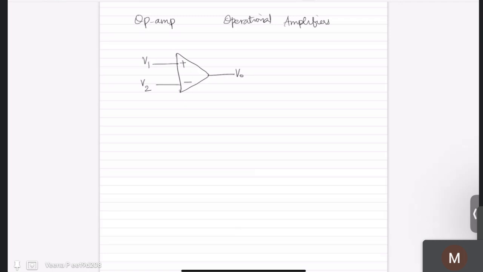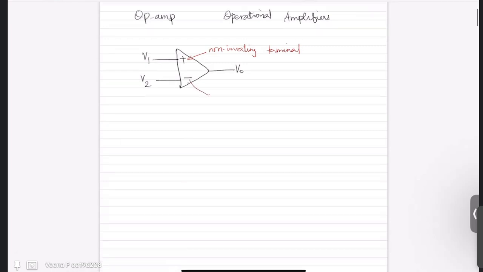Now these input ports, the positive side is called the non-inverting terminal and the negative terminal is called inverting terminal. That means whatever voltage we apply in the non-inverting terminal, it will come as it is here. Its polarity will not be reversed. But in the case of an inverting terminal, the image of this V2 will come as minus in the output. That is why these names, non-inverting and inverting terminals.